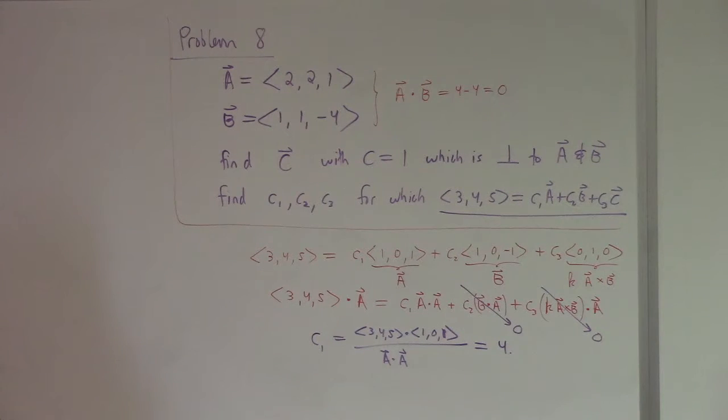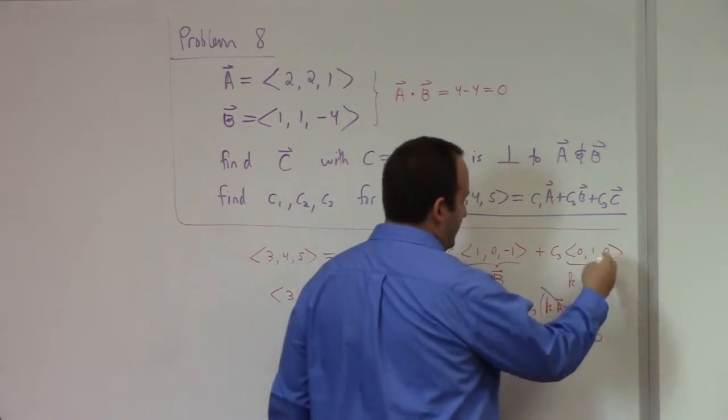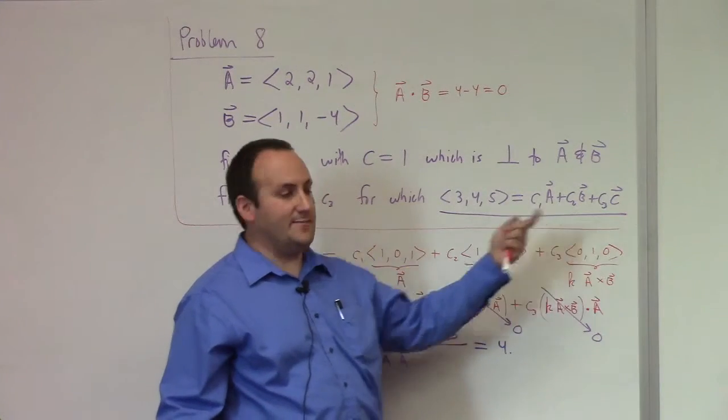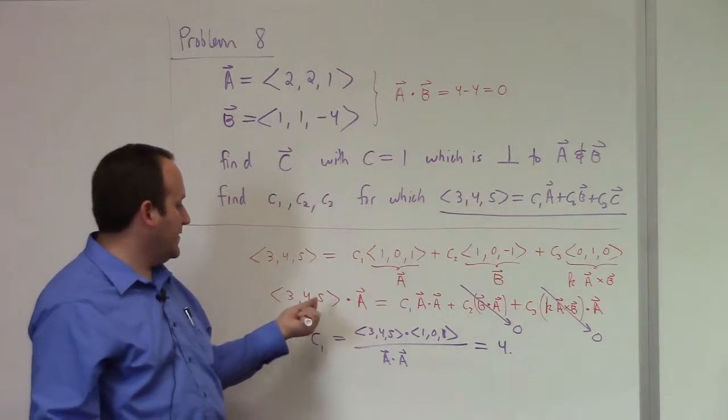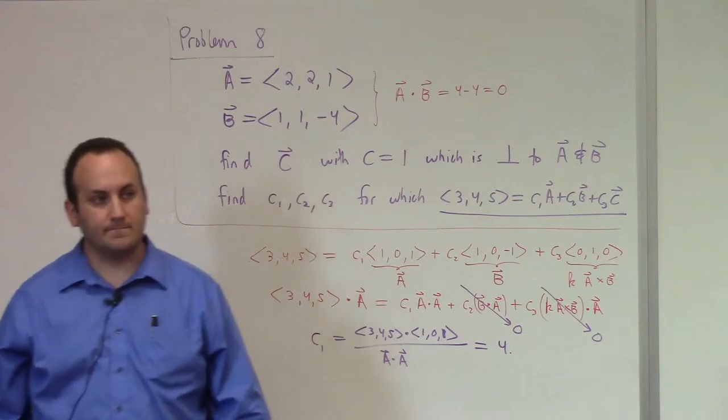Take the dot product with B. That will give you an equation for C2, which you can easily solve. And to find C3, you take the dot product with A cross B. Oh, you take the dot product with 0, 1, 0. Of course, I know what that is. Okay, this is y hat. If I take a vector dot y hat, it picks off the y component. So I already know that C3 is going to be 4 by inspection.